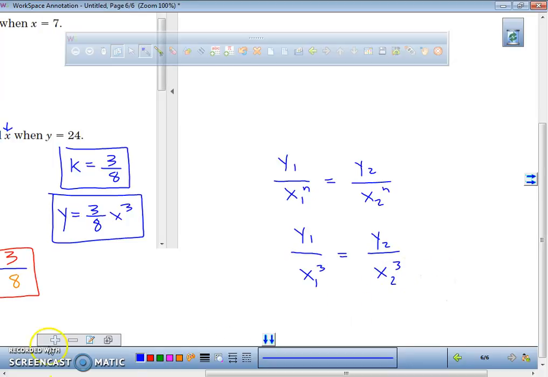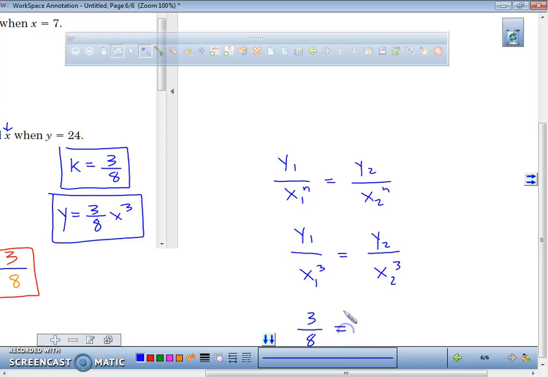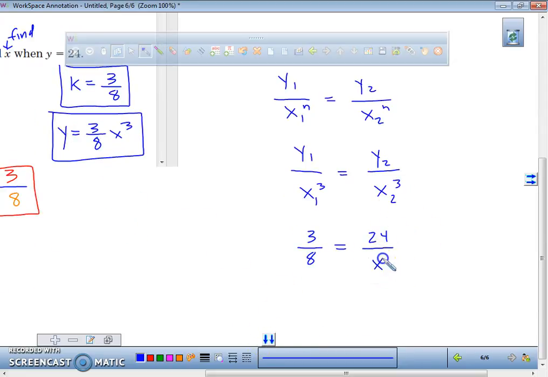When we found our k value, what did we get? We ended up getting 3 over 8. Now it says right here our y value is 24, so I'm going to put 24 right there. And what do we need to find? We need to find the x value, which is going to be x to the power of 3. So that's how you could set it up. Because remember, this 8 was not just 8. It was 2 to the power of 3. That's how we got to that 8.